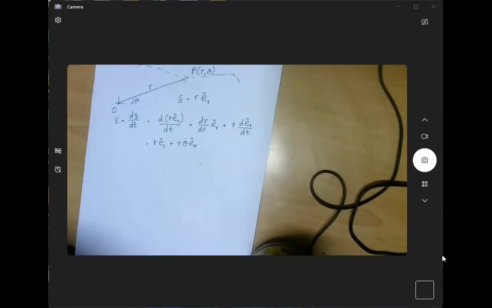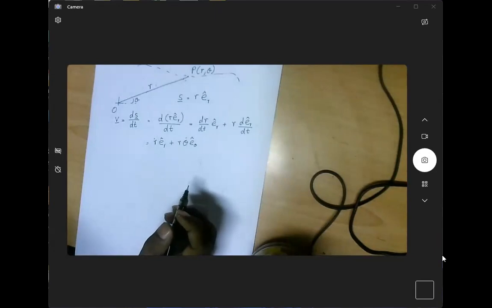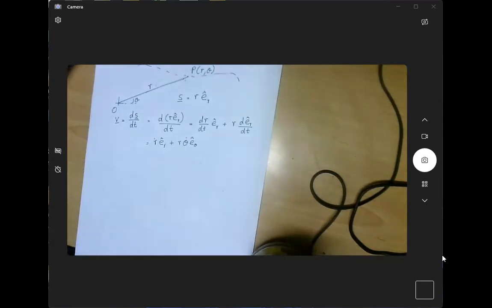Now, if this particle travels in a circle, what will happen?